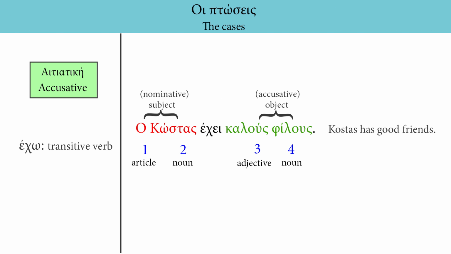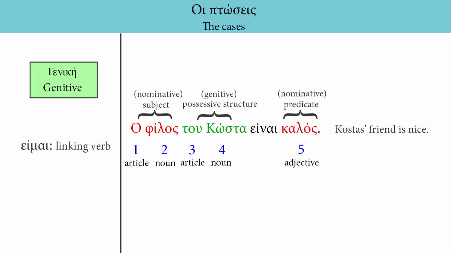But now let's use another verb, a transitive verb that gets an object in the accusative case, the verb έχω, to have. Ο Κώστας έχει καλούς φίλους. So, ο Κώστας is the subject of the verb again. It is in the nominative case. Καλούς φίλους is the object of the verb, and it has to be in the accusative case. So, καλούς φίλους, the words in green, are in the accusative case and of course in the plural. Good friends.